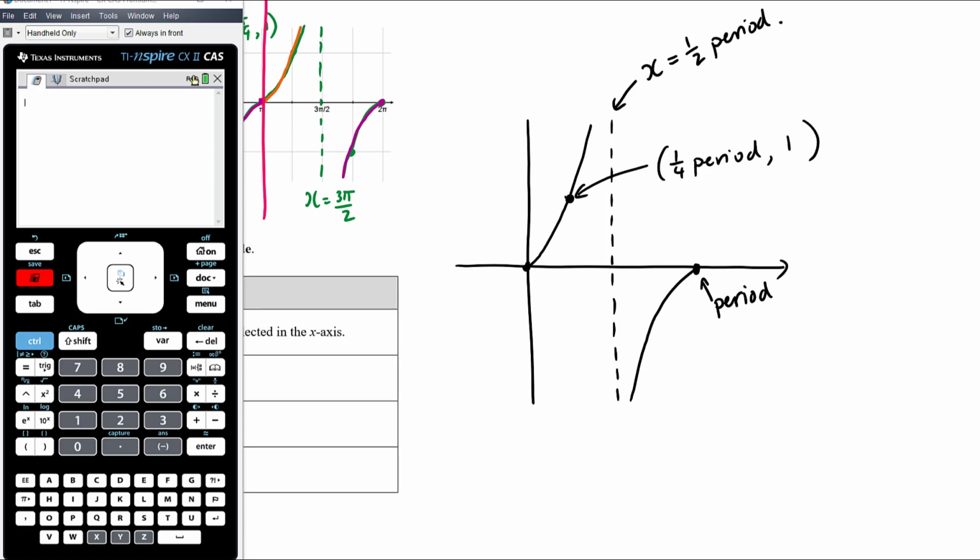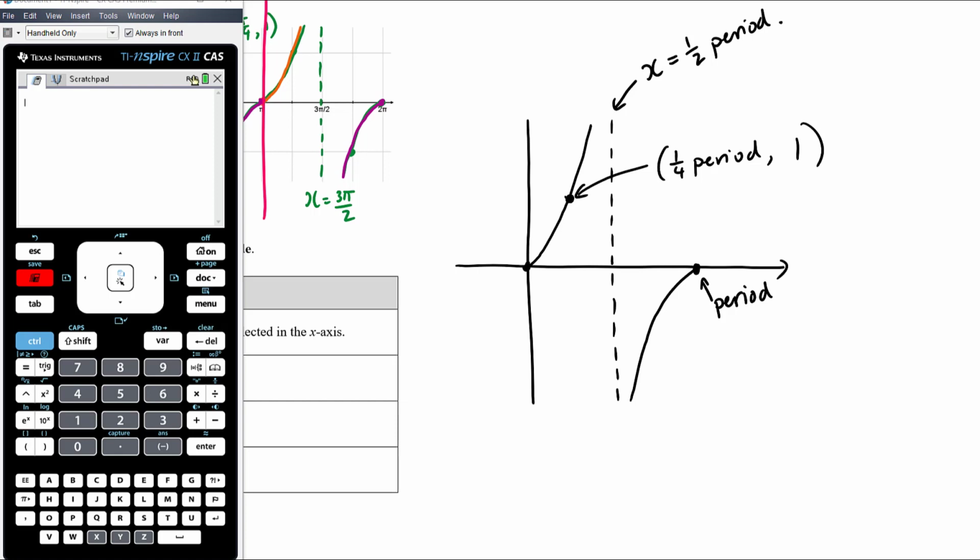Okay, and so therefore if my graph's dilated by 2, the y-value there will be 2. If it's dilated by 5 from the x-axis, that will be 5. If it's reflected and dilated by 3, the y-value will be negative 3 and the point would be down here. Okay, so it's important that we just mark that one point just in the first period, just to be clear.